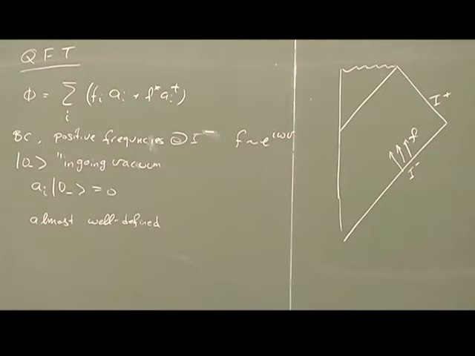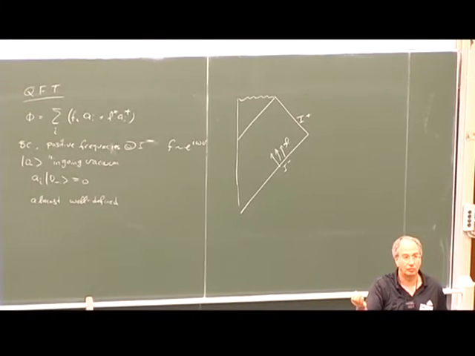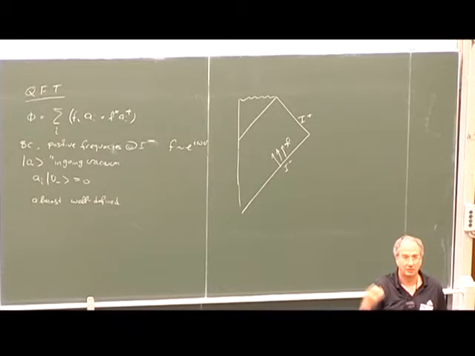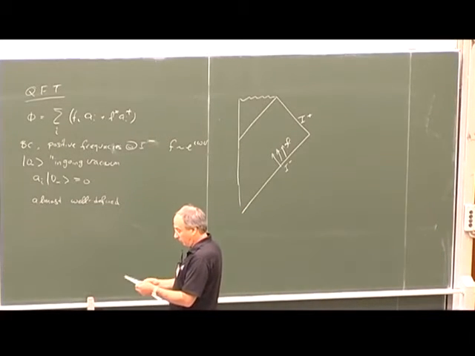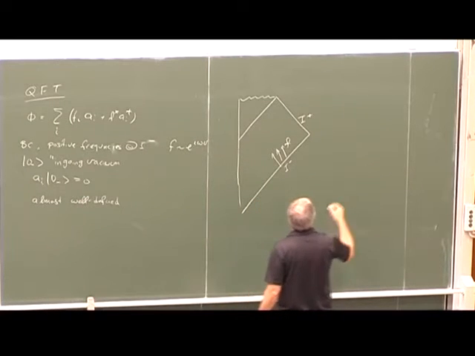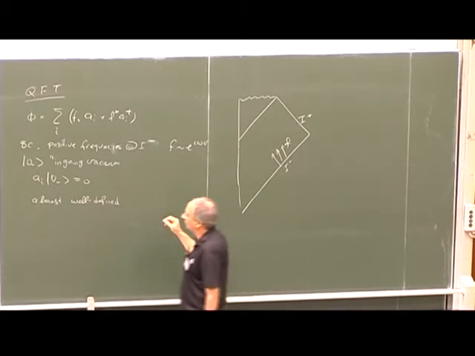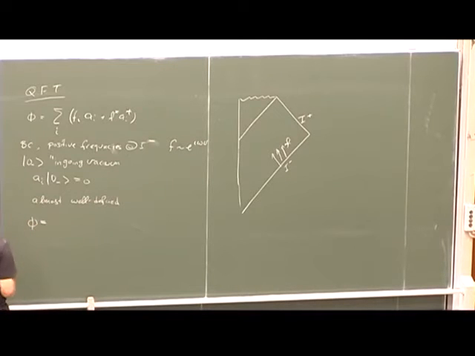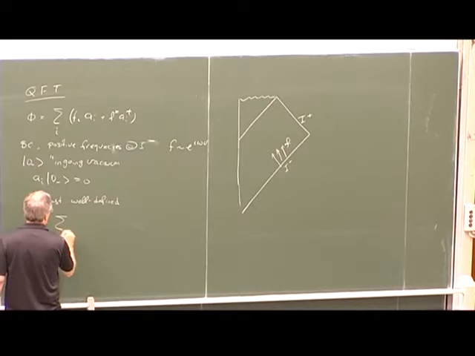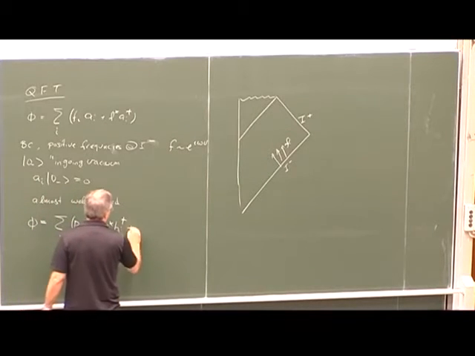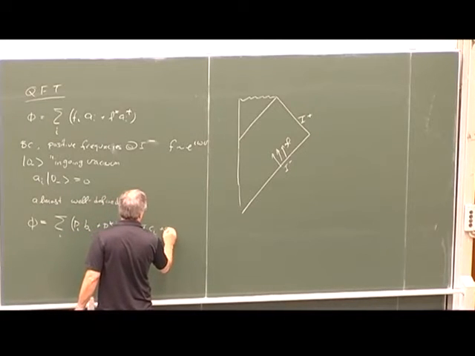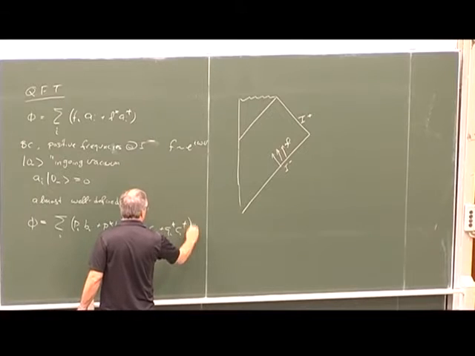Now, we will be interested in observing what comes out of the shell. So in this case, we have to change bases so that it fits our desired goal. And the way we do it is we go to another basis. So we write, in this case, phi, which is the sum over i of p_i b_i plus p_i star b_i dagger plus q_i c_i plus q_i star c_i dagger. Okay?